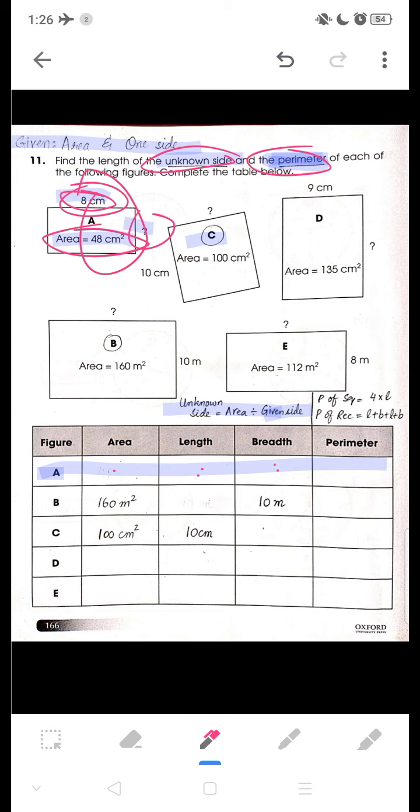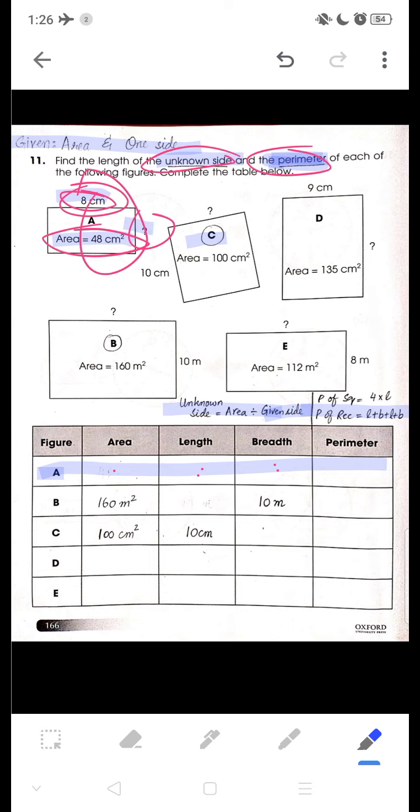Now you can find the perimeter of the rectangle. The formula for the perimeter of a rectangle is this. You already know this: length plus breadth plus length plus breadth. Perimeter is the distance around a figure. You have to go around the boundary of the figure. All four sides will be added. So this is the formula for the perimeter of a rectangle.